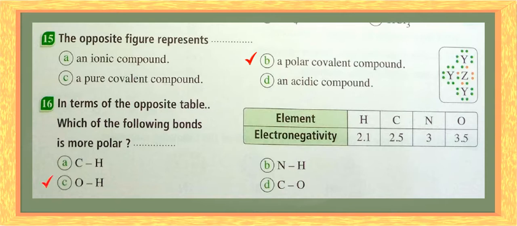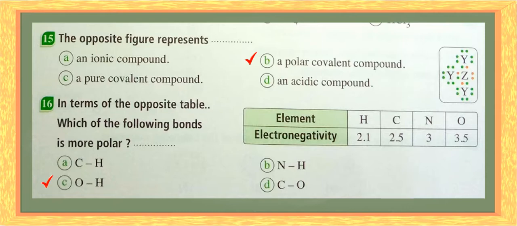We have 0.5. So the greater number here is OH, as the difference in electronegativity between them is higher, so it is more polar covalent, or more polar, between the oxygen and the hydrogen. We have 3.5 and 2.1. The difference between them is the greatest, so it is more polar than the rest. This is the right answer.